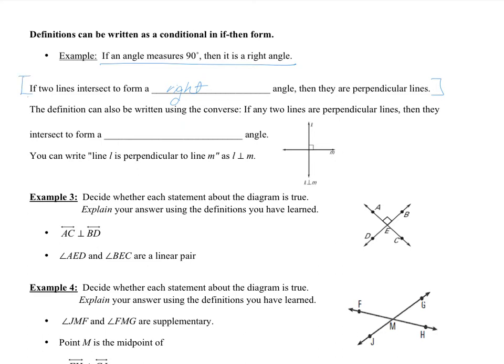This definition can also be written using the converse, meaning reversing the first part of the sentence with the last part of the sentence. So if any two lines are perpendicular lines, as you can see, this part is the last part of the sentence in the first part of the definition, and then they intersect to form a right angle. So this part of the sentence has moved to the back compared to this first sentence here. You can write line L is perpendicular to line M as L with the perpendicular symbol M.